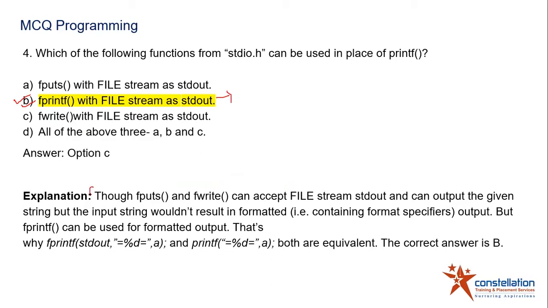And as we have clearly mentioned over here, though fputs and fwrite can accept file stream stdout and can output the given string, the input string would not result in formatted output containing a format specifier. But printf can be used for formatted output. Here we have written %d a, so it can be used just like printf, as you can see over here. Both are equivalent. The correct answer is B.